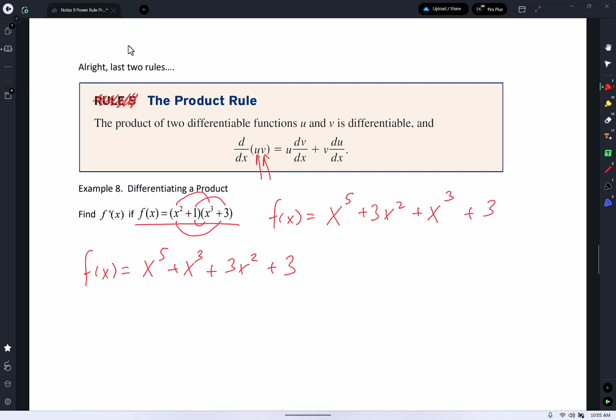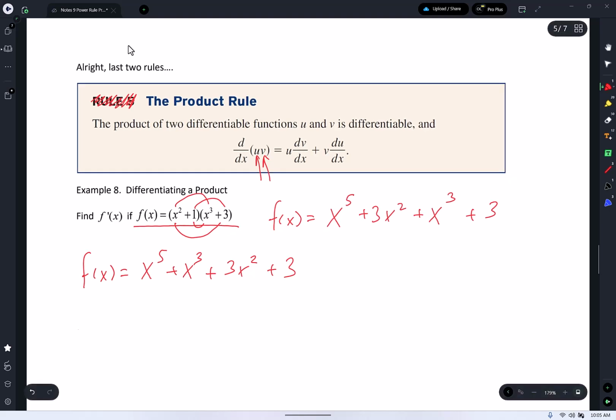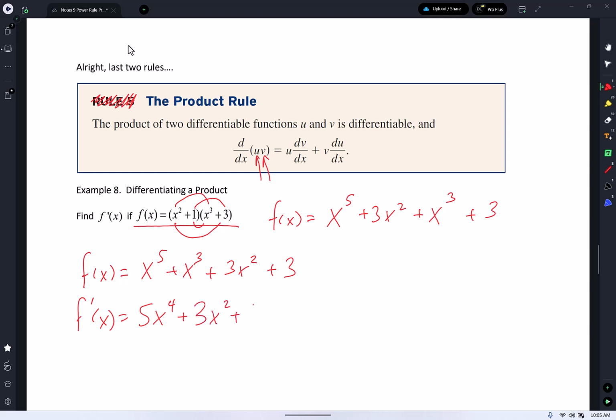Are we okay so far? Nothing crazy, right? All right, check it out. The power rule that you guys already know. If I were to take a derivative, f prime of x, what's the derivative of x to the 5th? 5x to the 4th plus what's the derivative of x cubed? What's the derivative of 3x squared? Boom, that's it. And that's my derivative. Are we okay so far?